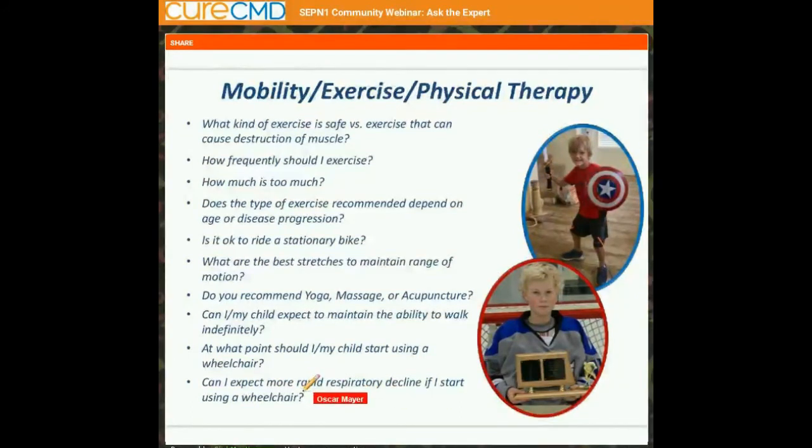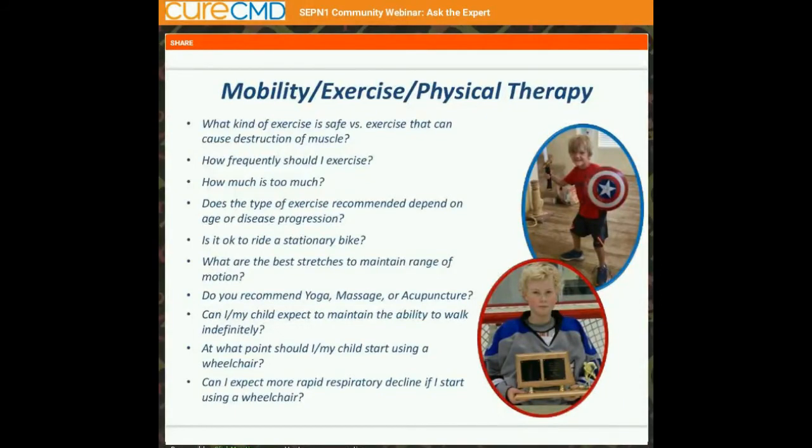Question, how frequently should I exercise? I'm a big fan of as much exercise as you can tolerate without causing yourself muscle pain. I think too much is when you push yourself to the point of feeling pain the next day where you're immobilized. So it should be a comfortable amount of exercise to help you with range of motion and improve your cardiovascular function as well. And it also helps with your pulmonary status.